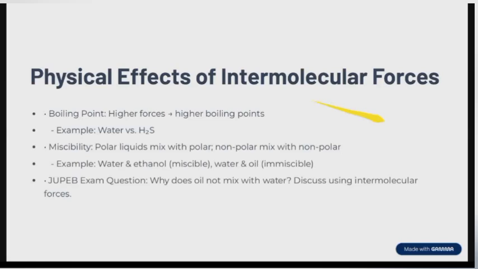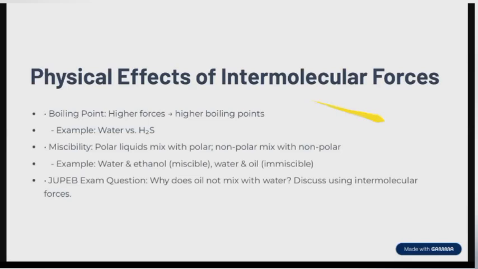Molecules that have strong intermolecular force of attraction tend to have higher boiling points. This is one of the physical implications of intermolecular force of attraction. For example, water and hydrogen sulfide. Water has hydrogen bonding, while hydrogen sulfide does not, because both of them are hydrogen bonded to another element.